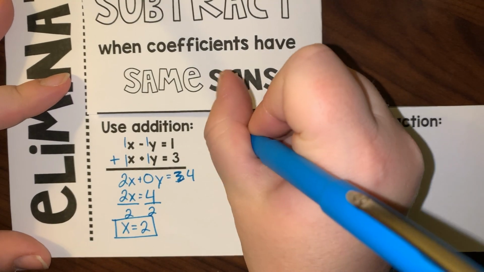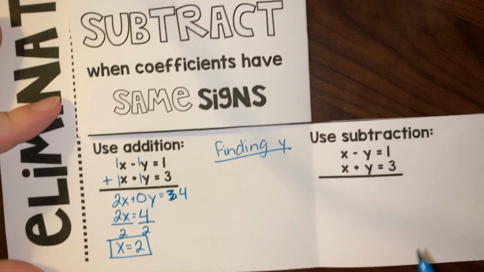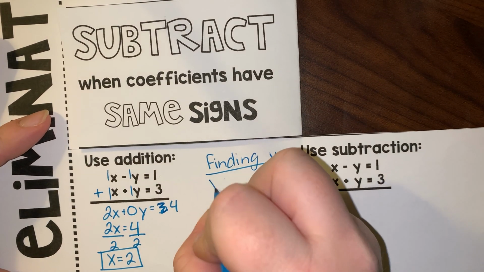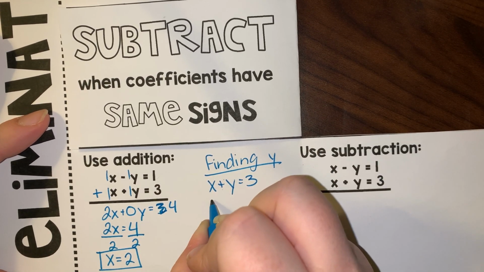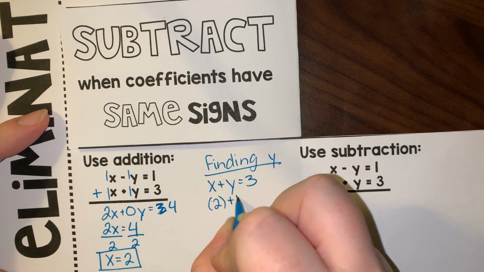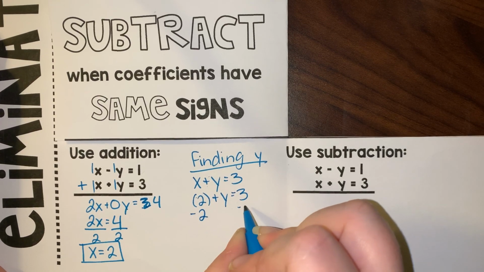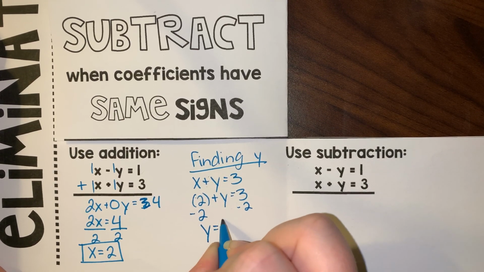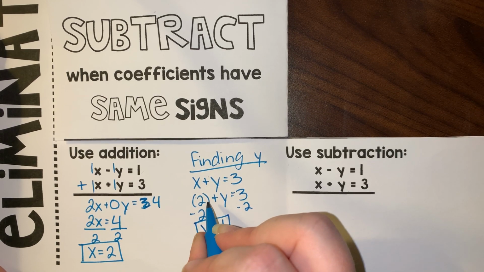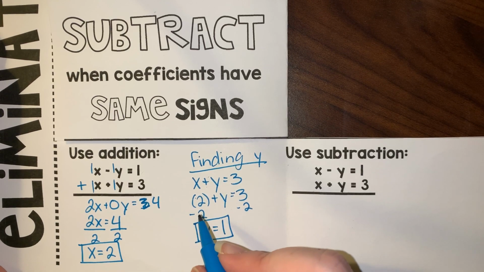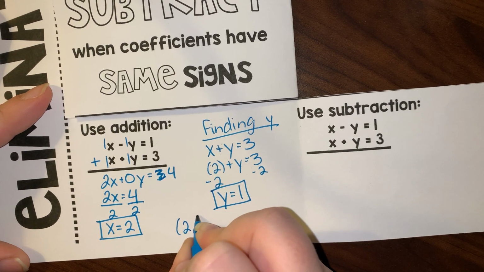Okay, now I just need to find y. To find y, I'm going to use the bottom equation for this one. x plus y equals 3. I know that x is 2. So if I'm solving for y, all I have to do is subtract 2 from both sides. So y equals 1. Some of you are going to ask, why did I put the 2 in parentheses? The reason is that whenever you substitute a number in for a variable, you typically put it in parentheses. So I can write my answer as x is 2 and y is 1.